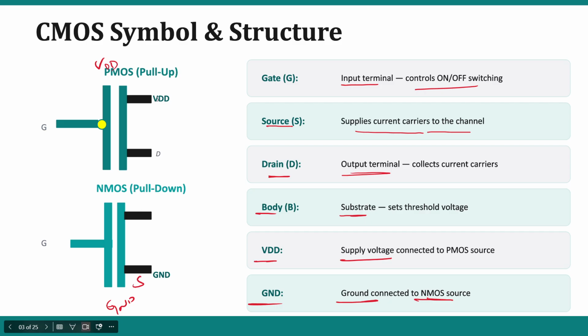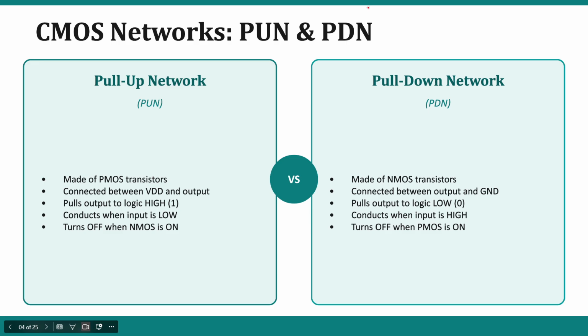So, source, drain, gate. Source, drain, gate. Always remember the input comes from the gate itself; the source of the PMOS is always connected to VDD. The source of NMOS is connected to ground. From the drain of the PMOS and NMOS, we are going to collect the output. Okay. So coming to the CMOS network, we have a pull up and a pull down network.